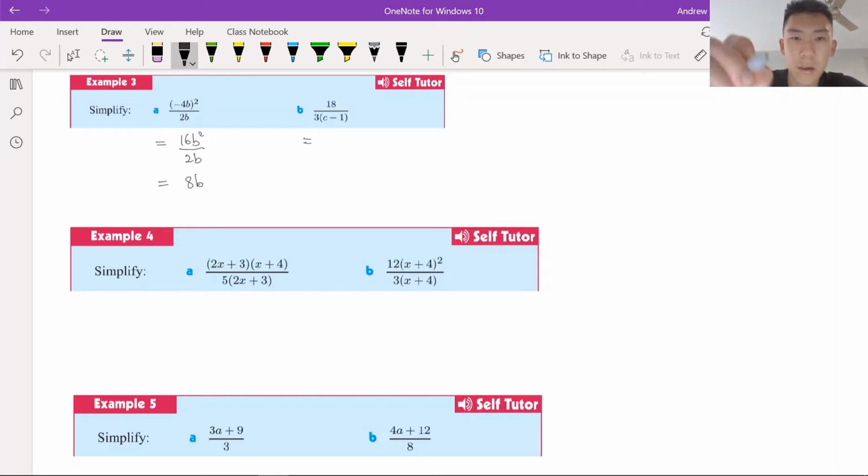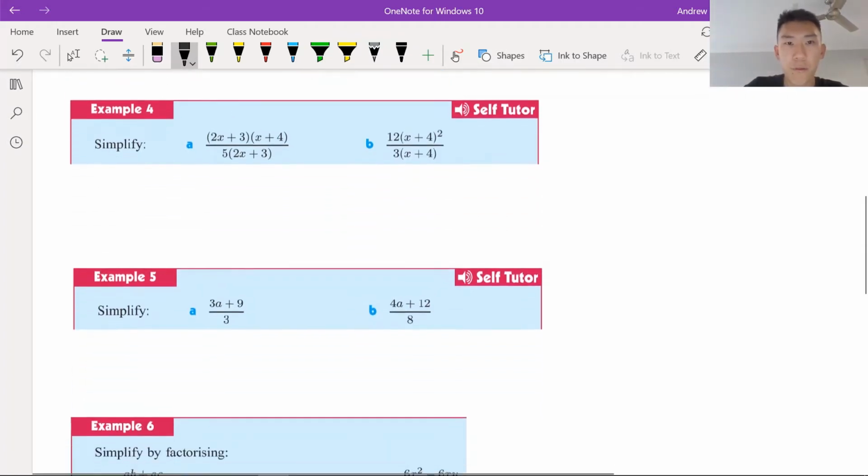This one, okay. The denominator is already in a factorized form. So we can go 18 and 3, that becomes 6 and 1. So we're left with 6 over C take 1. And that's it. The denominator has 2 terms in it, so we are not going to split that up.